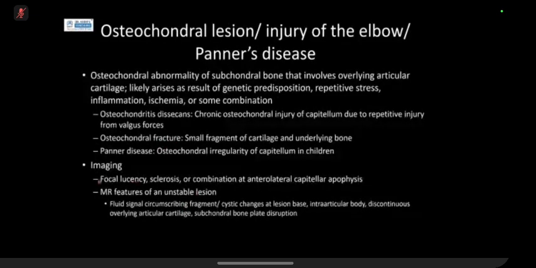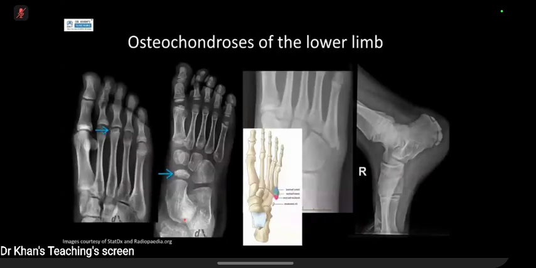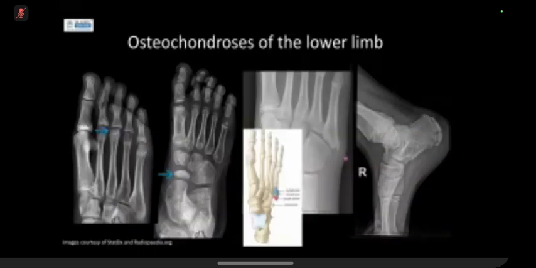The important thing to take away here is that you are looking for features of an unstable lesion. It can happen in the knee, it can happen in the elbow, and you're looking for fluid signal or cystic changes around the fragment, of course a free-floating fragment as an intra-articular body, and discontinuous overlying articular cartilage. Other areas of osteochondritis you might know: metatarsal heads, Freiberg's; the navicular, Kohler's; and the base of the fifth metatarsal, called Iselin's. Just remember it can be a chronic traction injury, similar, or a fracture or apophysis.